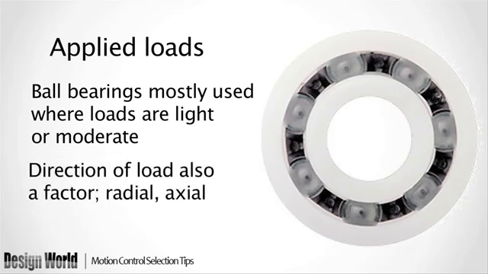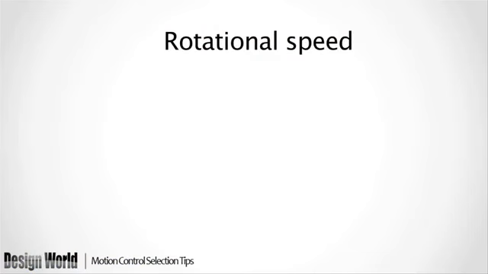The direction of the load also will come into play in selecting bearing type and size. Some bearings can only support pure radial loads, while all other radial bearings can accommodate some axial as well as radial loads. Other types have been engineered to handle purely axial light or moderate loads. The rotational speed is also a critical factor.